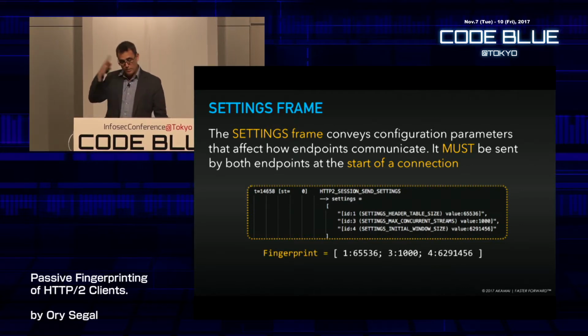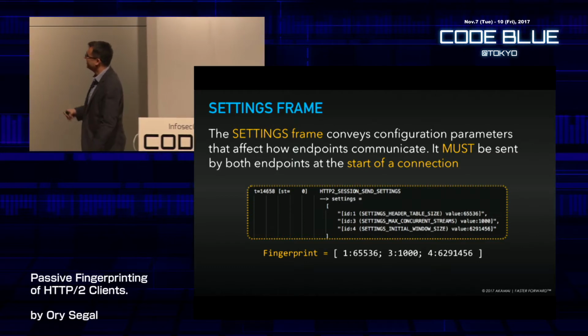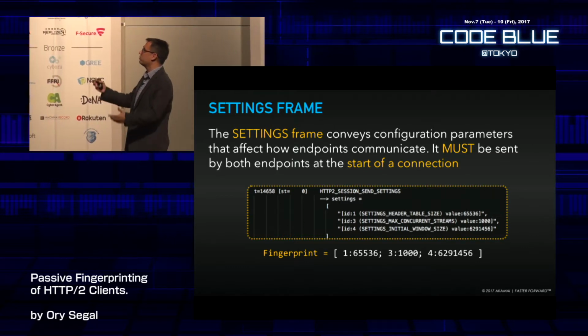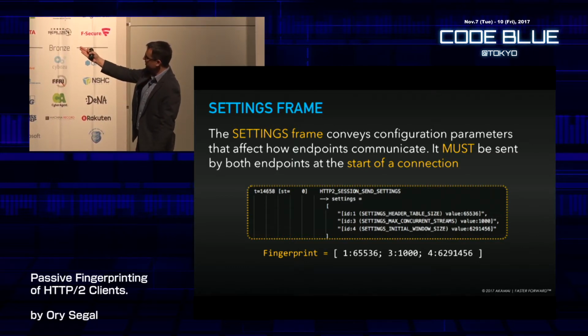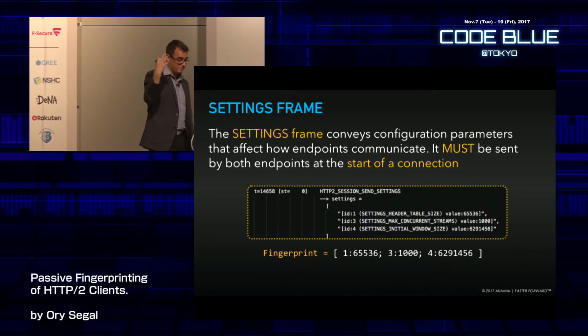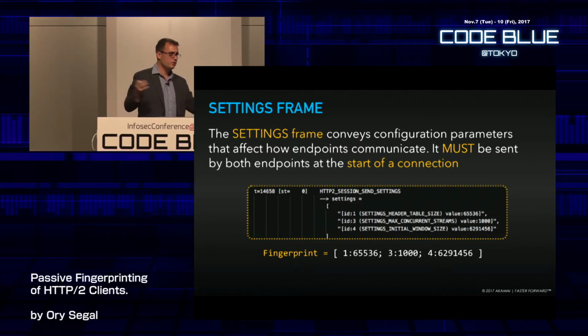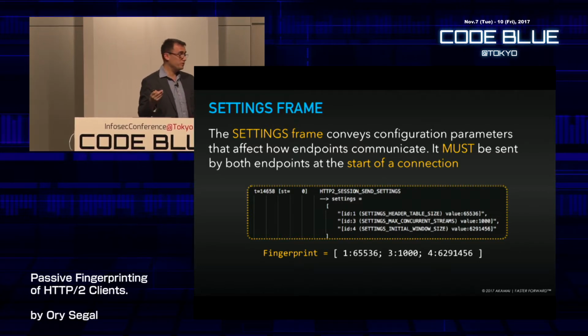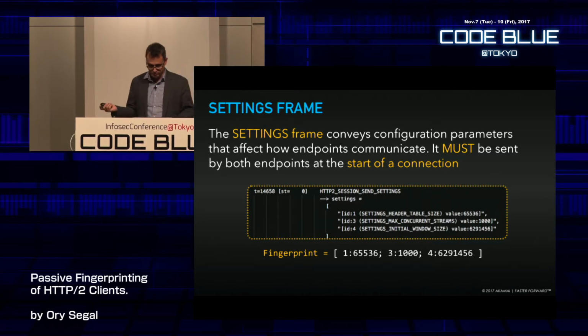So we came up with this very trivial and obvious fingerprint format. The setting ID, then a colon, and then the value. You need at least one, but you can have as many as the settings that exist in theory.